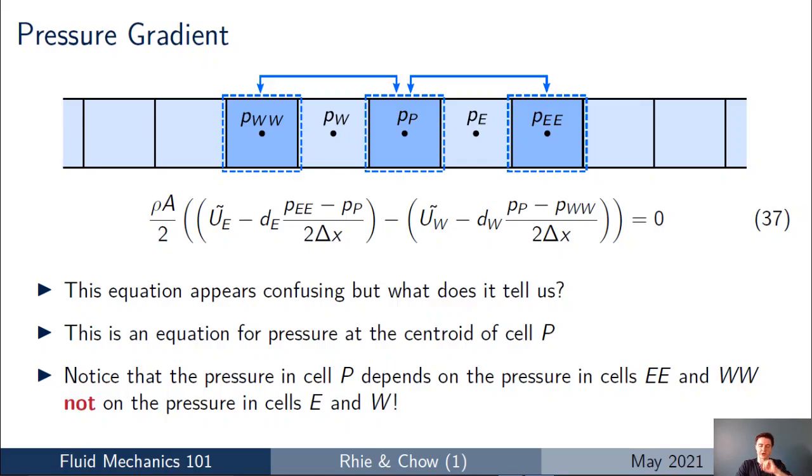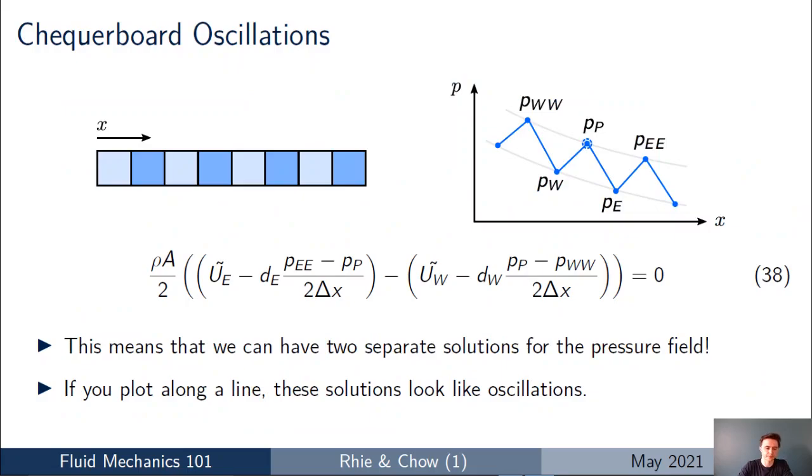But the key takeaway from this point is you can see clearly this is where the checkerboard oscillations are arriving from, because the pressure at the centroid of cell P doesn't depend on the pressure in cells W and E. There's no link at all. You could have any solution for the pressure in those cells and it wouldn't affect the solution in that central cell. And so what this means is that you can have two independent solutions for the pressure field.